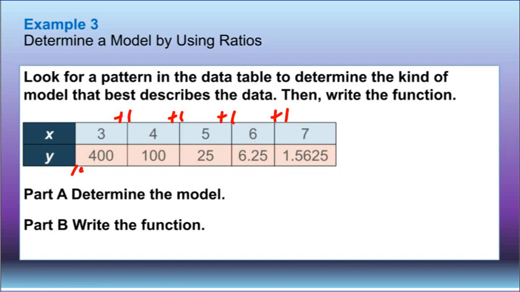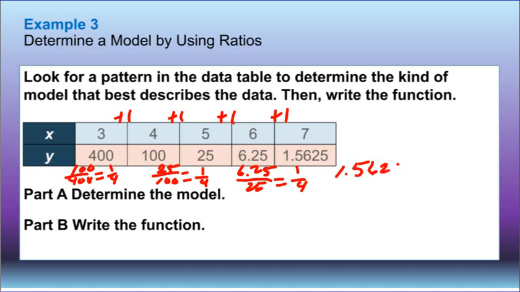If I take 100 divided by 400, I get 1/4. 25 divided by 100 equals 1/4. 6.25 divided by 25 equals 1/4 or 0.25. And then 1.5625 divided by 6.25, that equals 0.25 or 1/4.